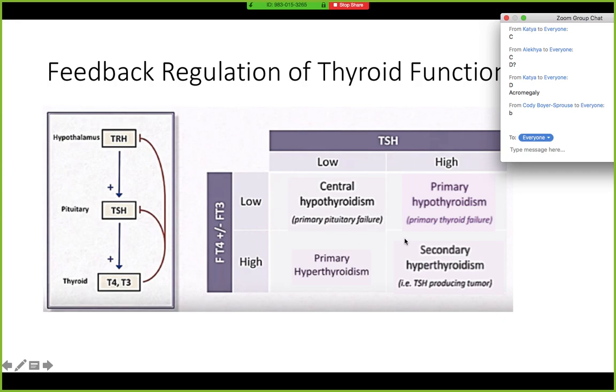Okay, so make sure that you know this chart, because these questions will be like, the patient has X, Y, and Z symptoms. Like T3, T4 is low and TSH is high. So then you need to be able to make the diagnosis based on those findings.